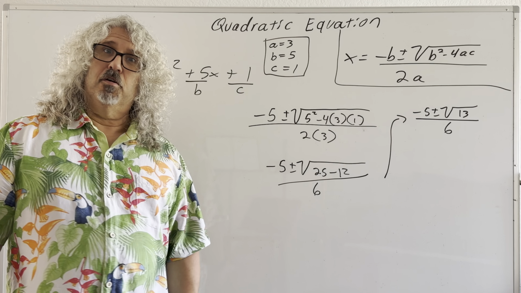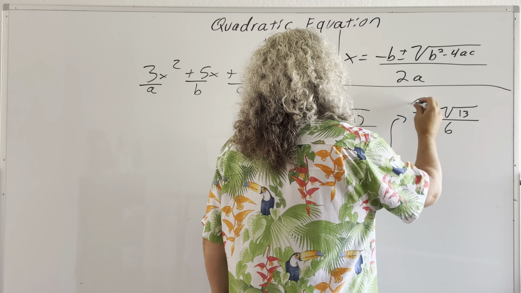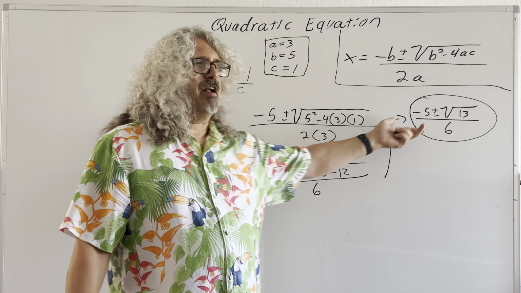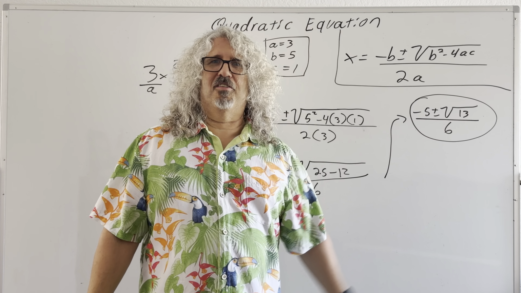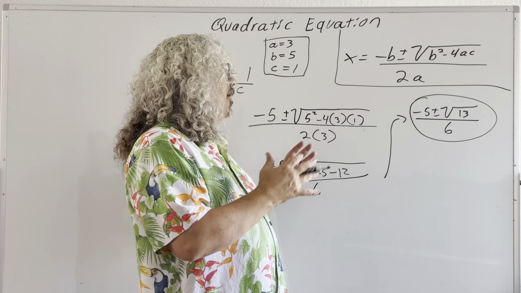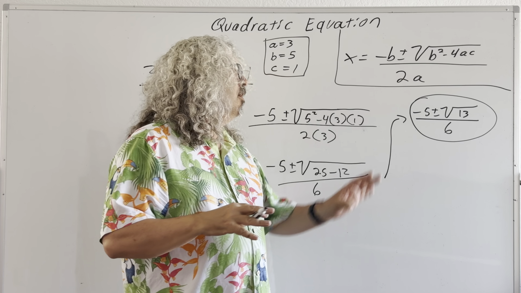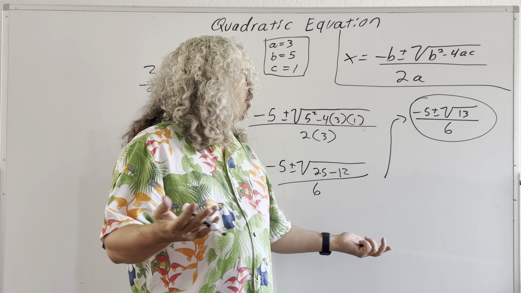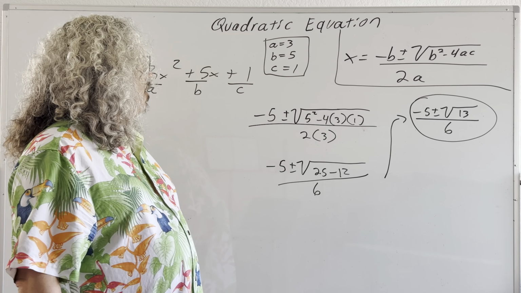Now you know what you do? You circle it, and you say, that's my answer. That's what your x is going to be. We're not usually asked to solve that and come out with a decimal answer. We just leave it like that, and that's considered its smallest form. And that's basically it.